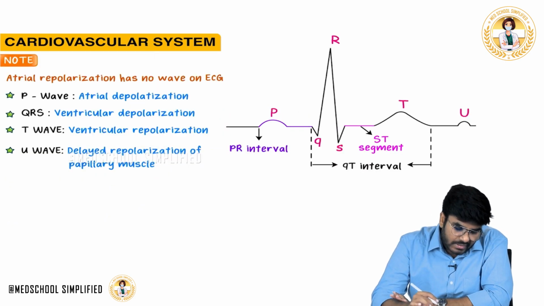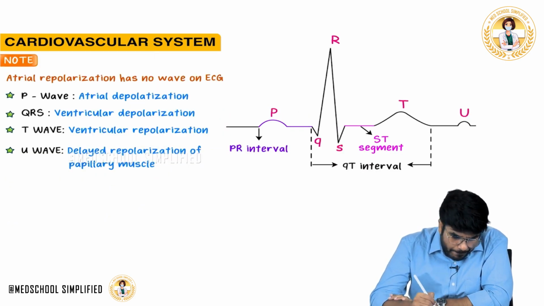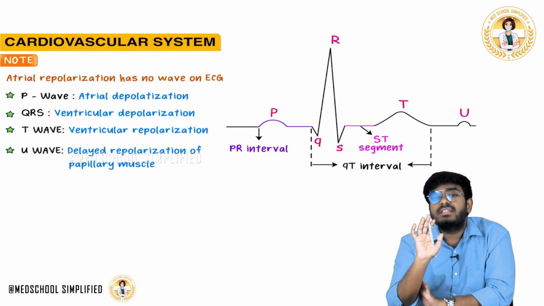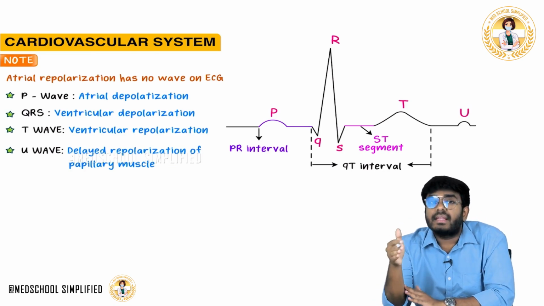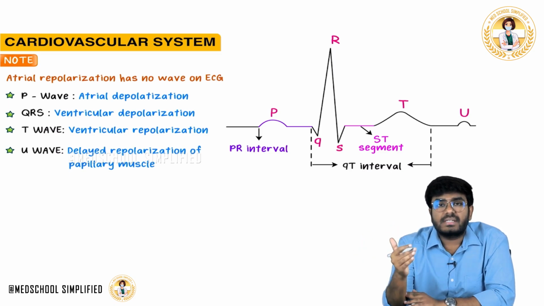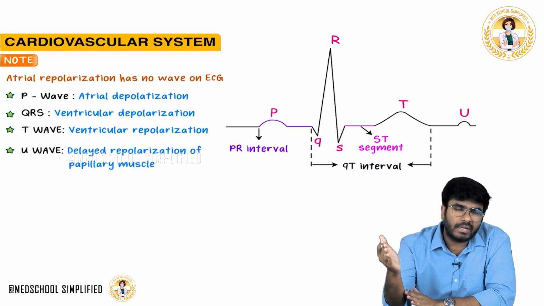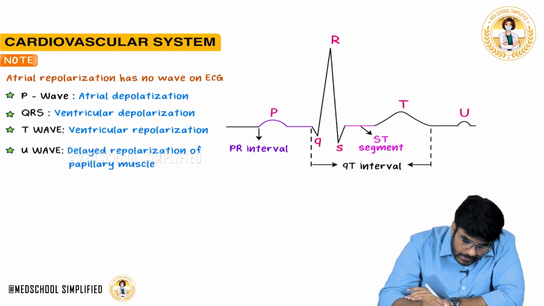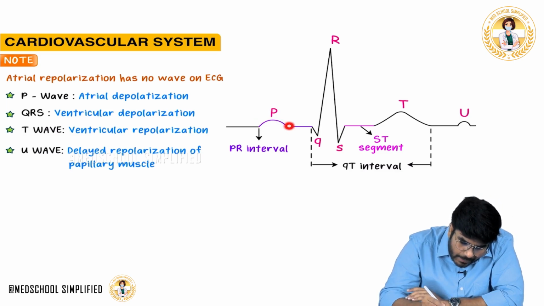Now after saying this, let's see some important points about the ECG. We are not discussing the ECG in detail. In the upcoming videos, we will be discussing in detail about the ECG: what is P wave, QRS, T wave, ST segment. We will discuss them. Now here, basic points are, see, here you are having the P wave.